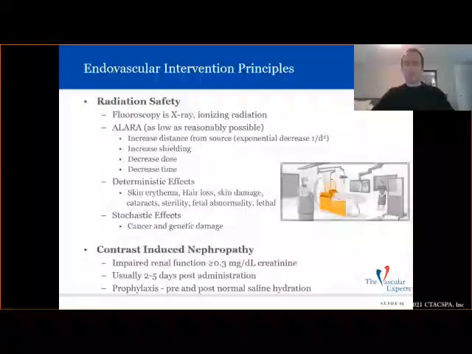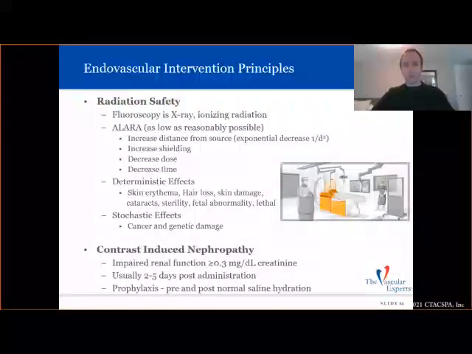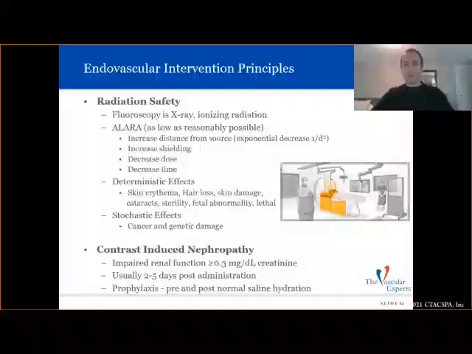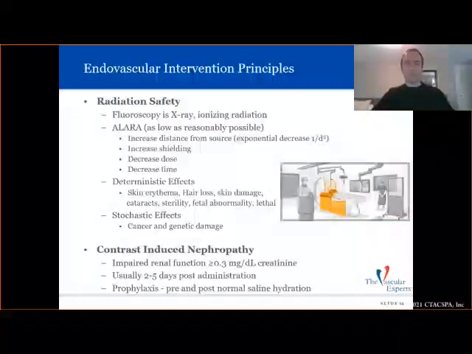And then for radiation safety, you are using radiation, and so they have instituted these practices called as low as reasonably possible. But if they ask you anything on the test, it's really just increase your distance from fluoroscopy if you can, because that's the most effective, because radiation drops off exponentially with distance. But also using appropriate shielding in the OR, lead, decreasing the time and doses that you're giving, and not going over an hour of radiation, because the patient's going to get deterministic effects, skin burns, and everyone's at risk for cancer in the room if you're not using your shielding correctly.